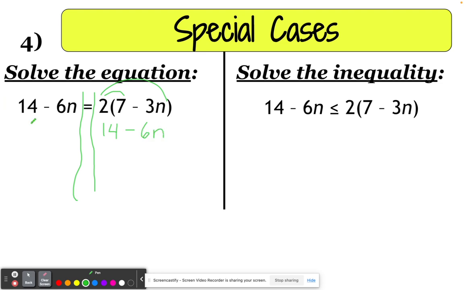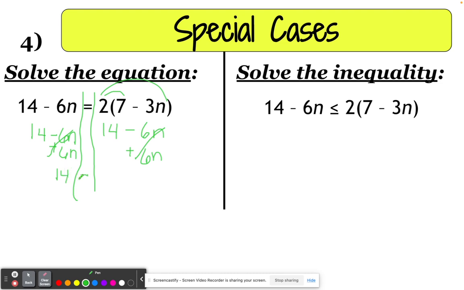On the left side, I have 14 minus 6n. You'll notice right away I have an identity. What's on the left is exactly the same as what's on the right. I could add 6n to both sides, and you'll see that my variable is gone. Cancels out on both sides. And I'm left with 14 equals 14.